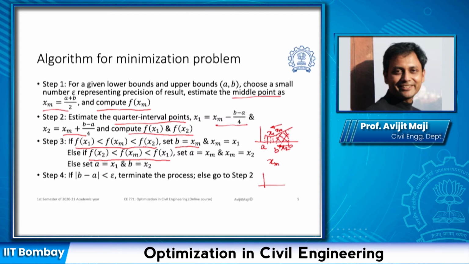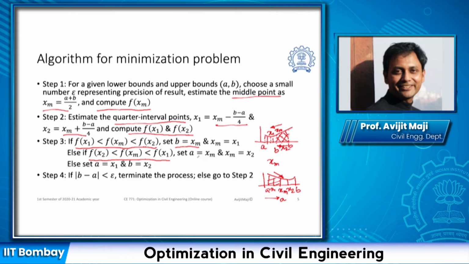In this case my objective function value is going to be like this, where my boundaries are going to be here, a and b. This is my middle point xm, this is x1, this is x2. So we can clearly see our objective function value is reducing in this direction, and logically we can eliminate this region, and hence my new boundary is going to move to the middle point.